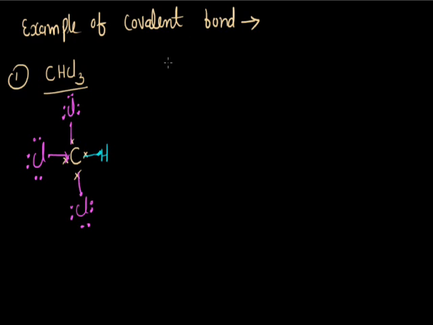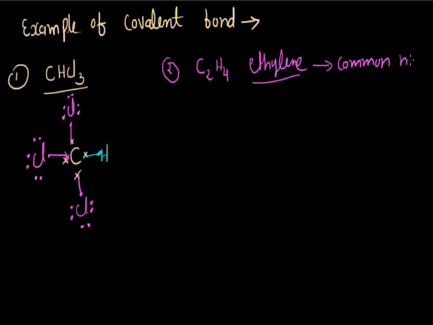Now, we are taking another example. C2H4 is also called ethylene. It's a common name. Basically, it's an organic molecule, and its other name is ethene, which is the IUPAC name. Now, drawing the structure of this ethene or ethylene molecule, first we take 2 carbon atoms. The first and the second both have 4 valence electrons: 1, 2, 3, 4. Here again 1, 2, 3 and 4.